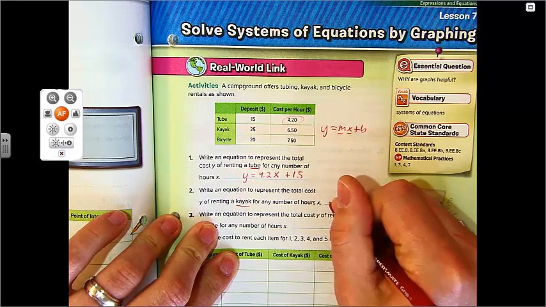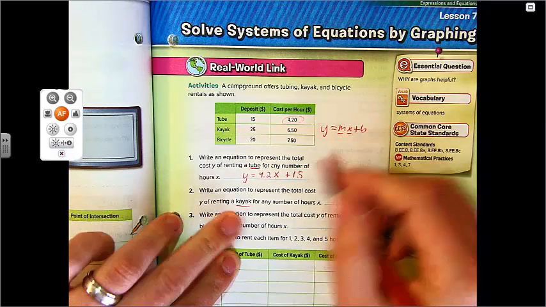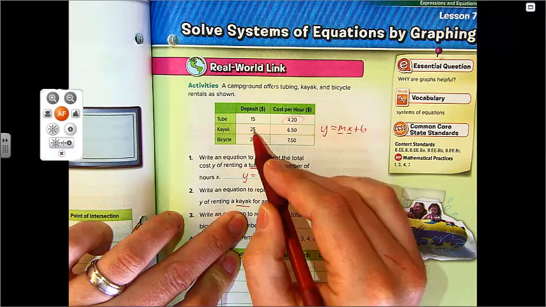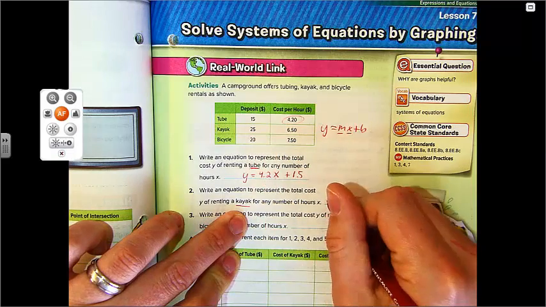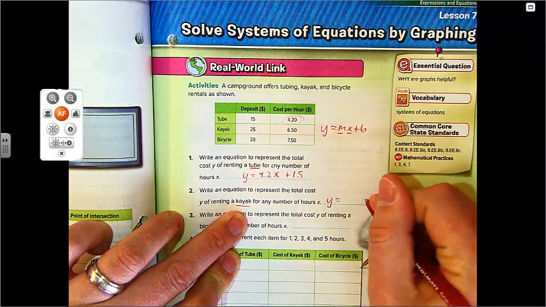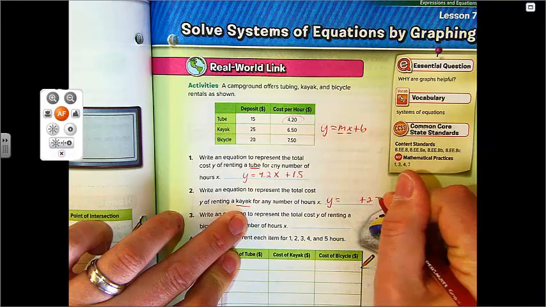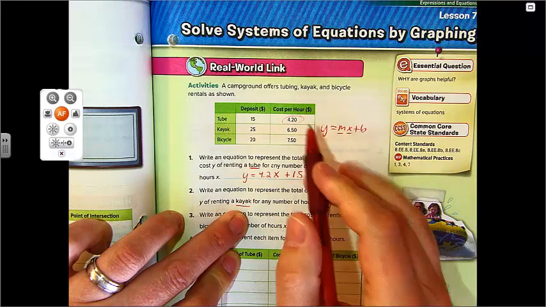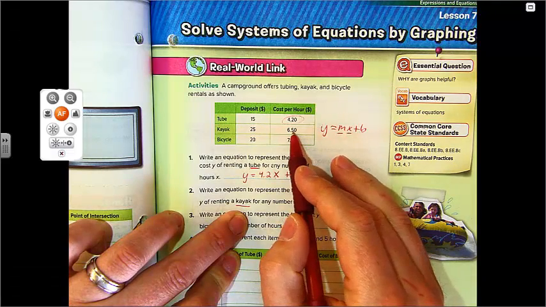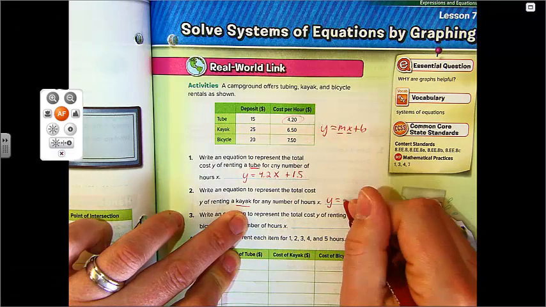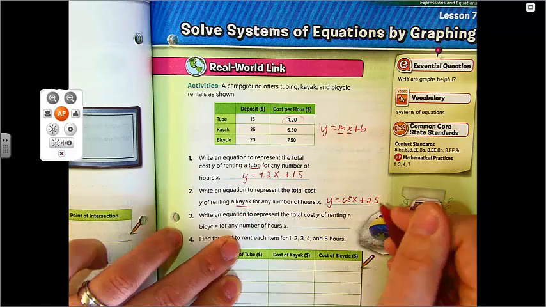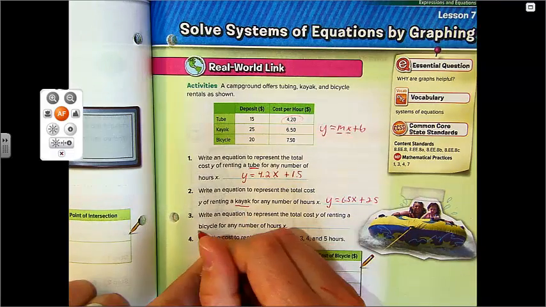So I use the same idea, y equals mx plus b. I look for the kayak here. What part is guaranteed to not change? The $25 deposit. So y equals, and I'm going to put plus 25 out here for my b. Now what's the part that's going to be multiplied with something else? What's the cost per hour? $6.50 times the number of hours. So 6.5 times x. Then here, I'm going to write one for the bicycle.